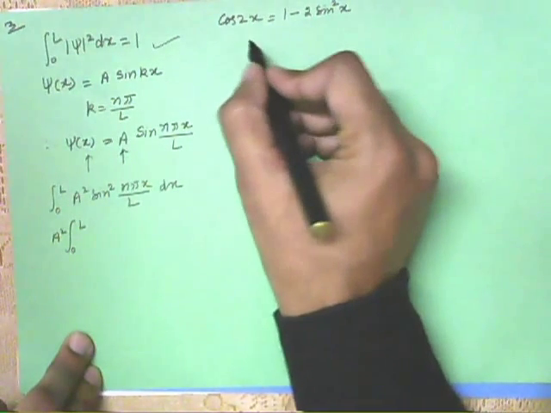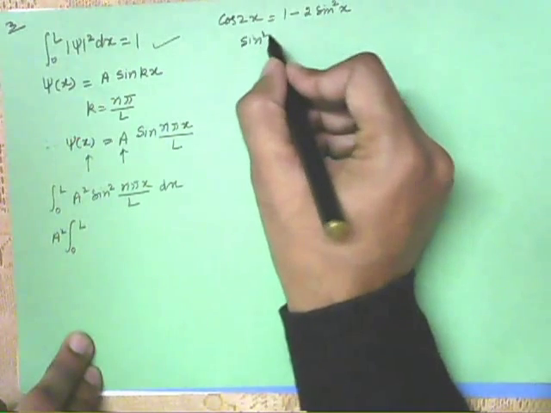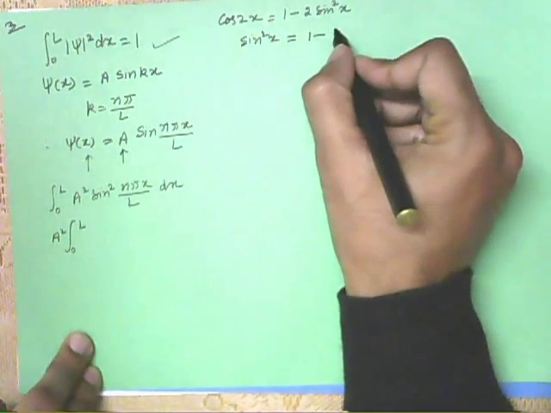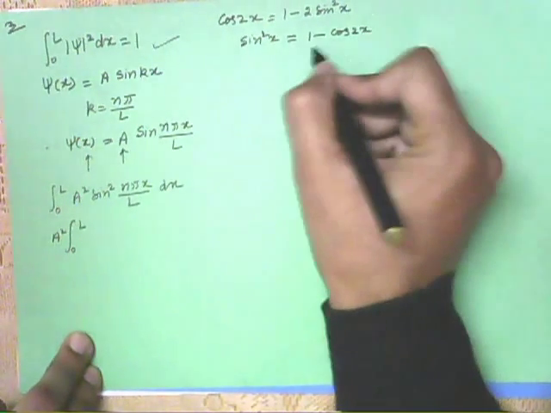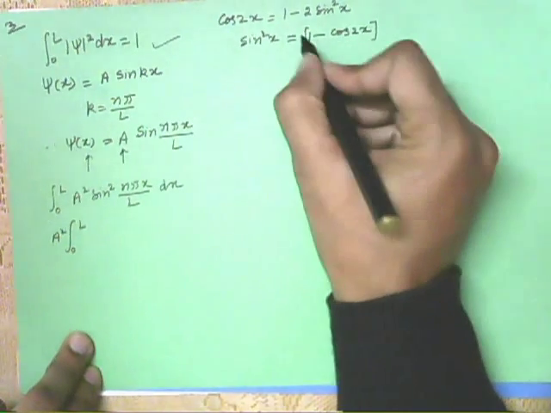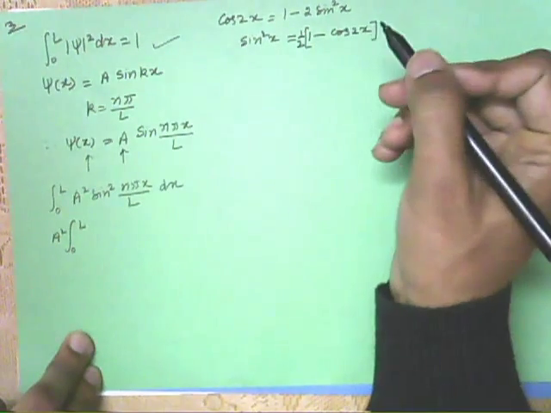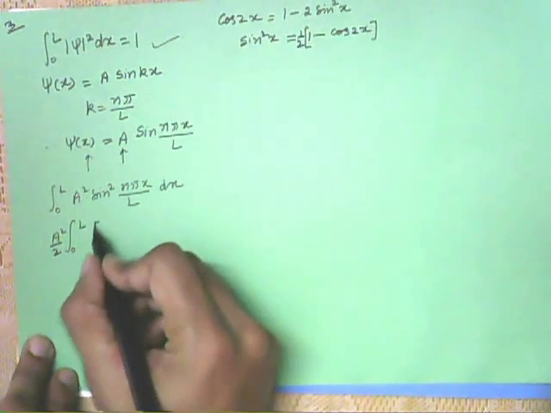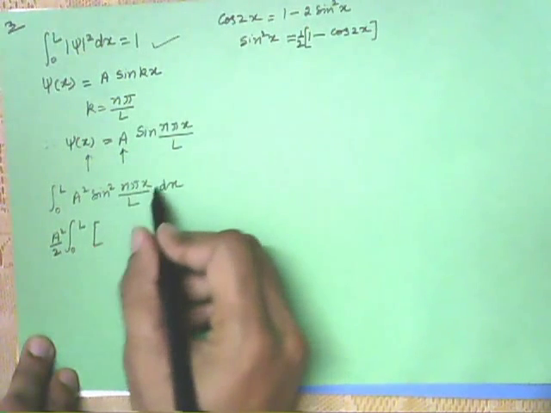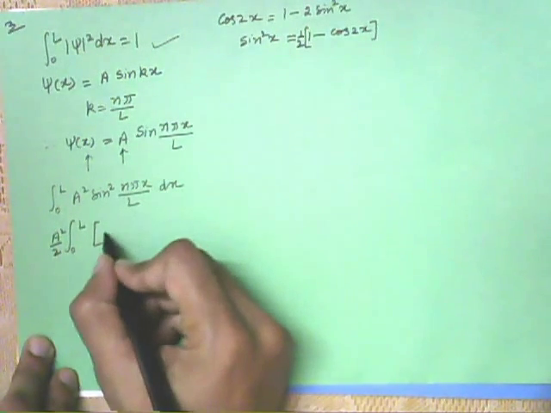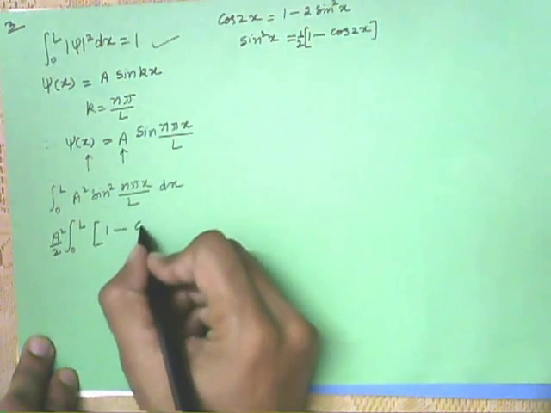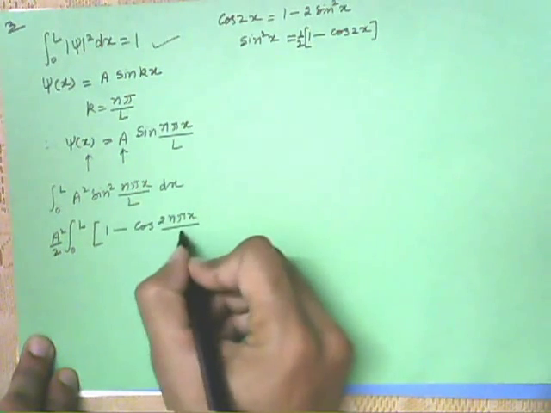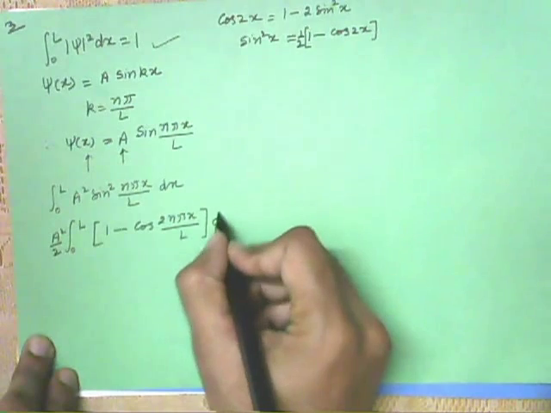So it means sin square x is equal to (1 minus cos 2x) times 1 by 2. So here a square by 2, 0 to L, and instead of this sin square n pi x upon L, we can write 1 minus cos 2 n pi x upon L dx.